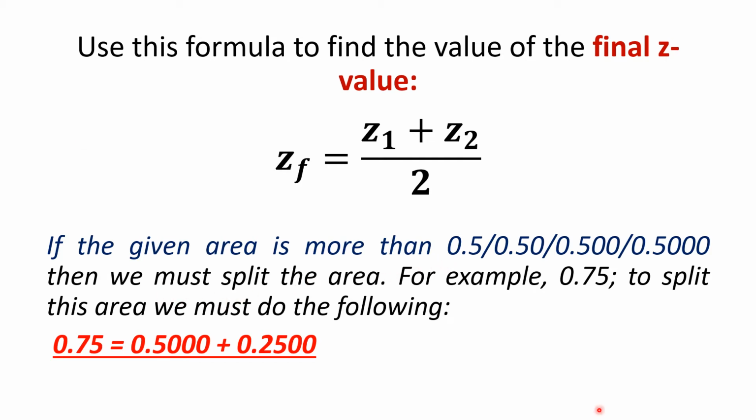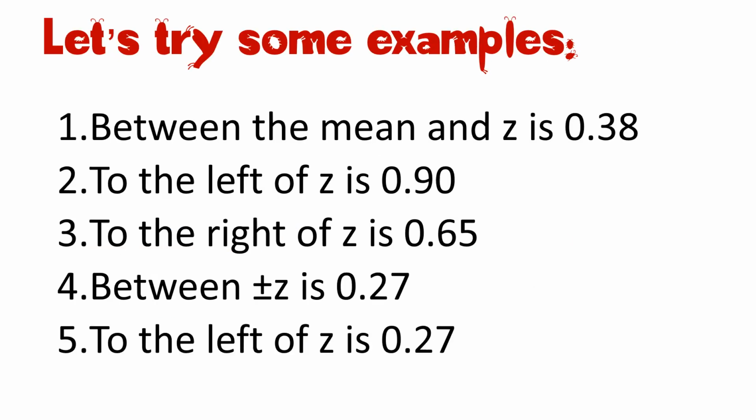For example, we have here 0.75. To split this area, we must do the following. 0.75 or 0.7500 is equal to 0.5000 plus 0.2500. So this is the way we're going to split the given area. Okay? Next. So let's try some examples.